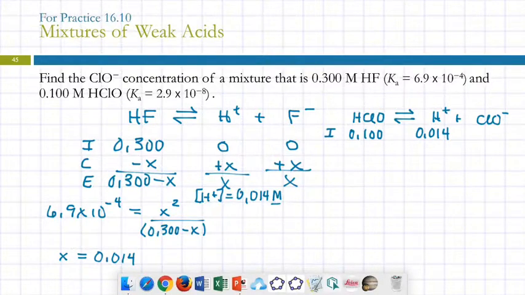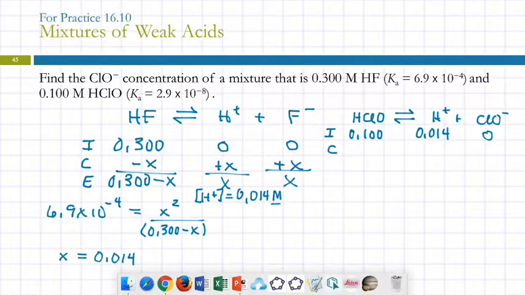Well, we have to have initial concentrations before we can do x. So what I found was for the HF, the equilibrium concentration of the hydrogen ion would be 0.014, and that was x over here. So now we're going to look at the ionization of the HClO, and so there is a significant hydrogen ion concentration. And I calculated this from the HF, which is the stronger acid.